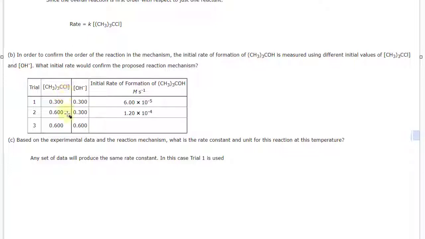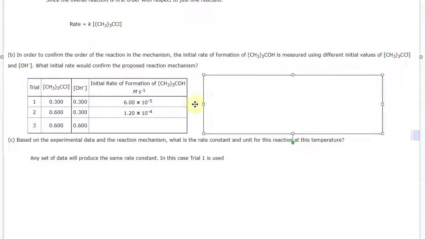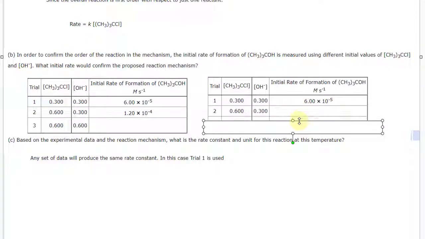Now they changed the concentration of the tert-butyl alcohol, and we increased it, and we noticed that the rate increases too, which is what you'd expect from this reaction. Now to make this a little bit clearer, I always like to have these exponents in the same power, so you can see what's happening better.